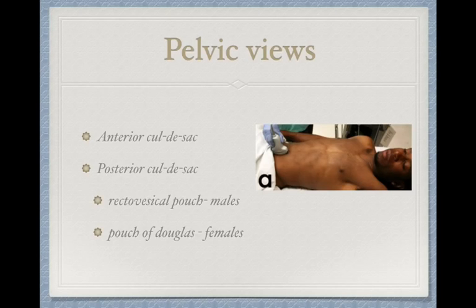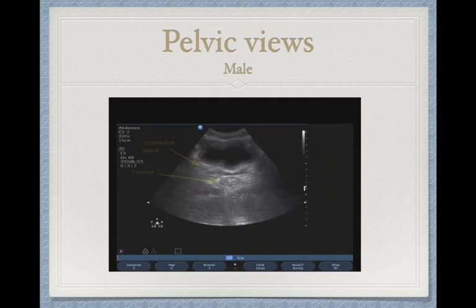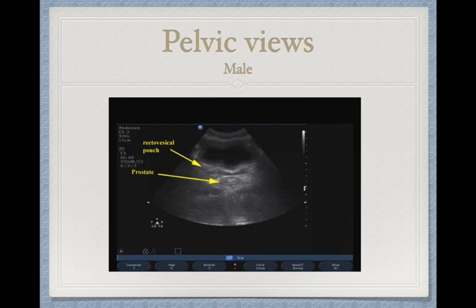All right, so now we move down to our third area, which is the pelvic view. So we're going to be talking about the anterior-posterior cul-de-sac. In males and females, these have a little different names, just whether there's a uterus there or not. So rectovesicular pouch in males and pouch of Douglas in females. So we're going to be looking both in the sagittal view and in the transverse view. And in the male, we're going to be imaging the prostate and then the rectovesicular pouch.